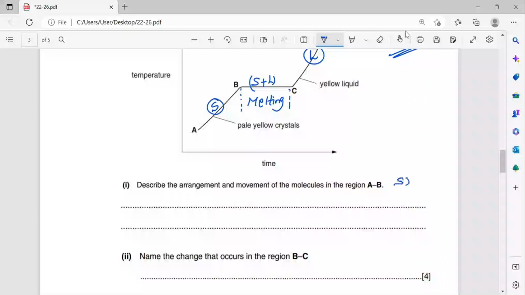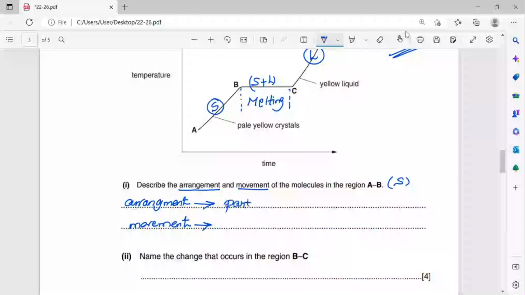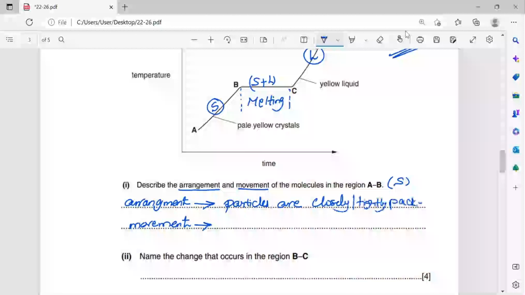A to B, we have the solid particles. So we have here the arrangement and the movement, 2 parts. Regarding the arrangement, we would write the points here, and here regarding the movement. So regarding the arrangement, the particles are closely or tightly packed in a crystalline lattice regular pattern.